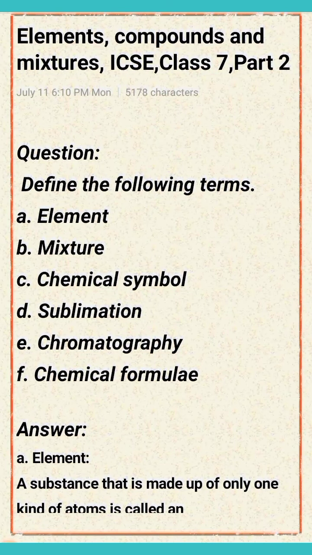My dear viewers, today we discuss element, compound and mixture based on ICSE Class 7, Part 2. Part 2 discusses many types of question and answer, but the before part, that is Part 1, only discusses very short type question and answer.